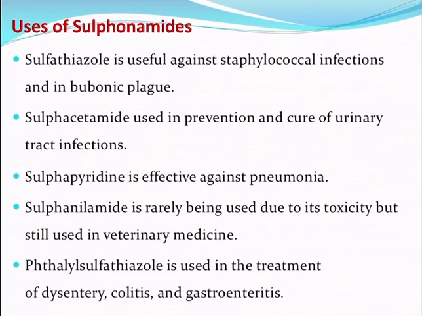What are the uses of sulfonamides? Sulfathiazole is useful against staphylococcal infections and in bubonic plague. Sulfacetamide is used in the prevention and cure of urinary tract infections. Sulfaperidine is effective against pneumonia. Sulfanilamide is rarely used due to its toxicity, but is still used in veterinary medicines. So, in this way there are a number of uses of sulfonamides.